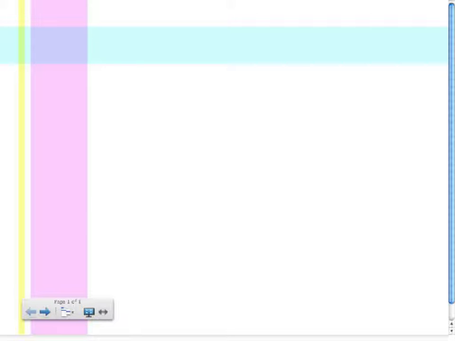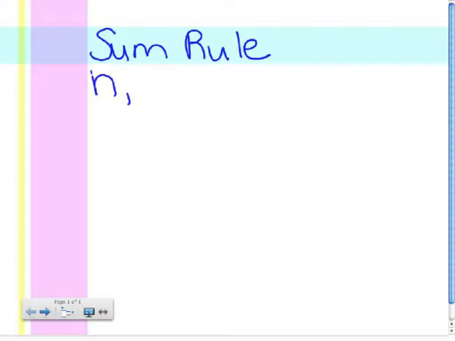Okay, so that's what we have for the product rule, and now we also need to have a quick discussion about what the sum rule is, because oftentimes they do kind of contradict each other a little bit. So it will seem pretty simple at first. If a task can be done either in one of n1 ways or in one of n2 ways, where none of the ways in n1 is the same as any of the ways in n2, then there are n1 plus n2 ways to do the task. So let's look at a quick example to reiterate this.